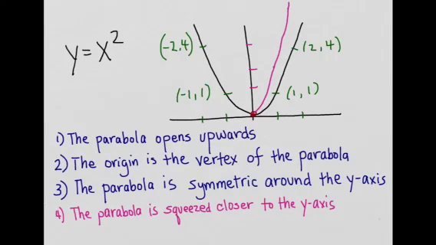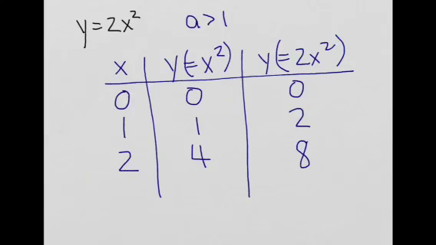It still has all of the other characteristics of the original parabola. It still opens upward because a is greater than 0. The origin is still the vertex. The parabola is symmetric around the y-axis. Well, is it really? Let's go see.